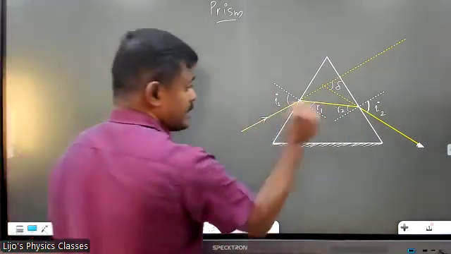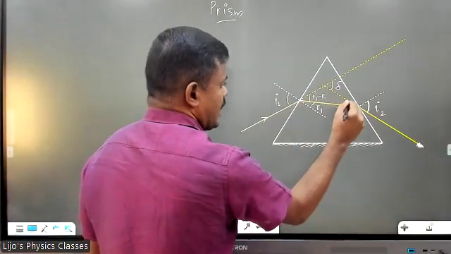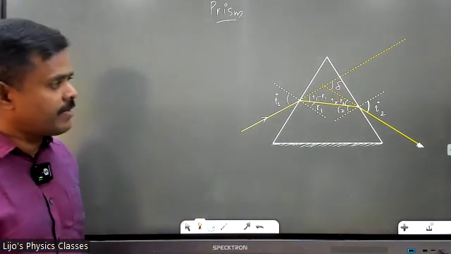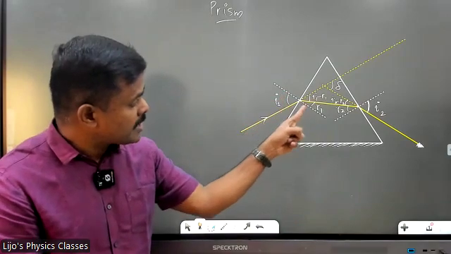We learned this already. This angle will be I1 minus R1 and this angle will be I2 minus R2. Why? Because this angle is I1, so the opposite angle is I1.